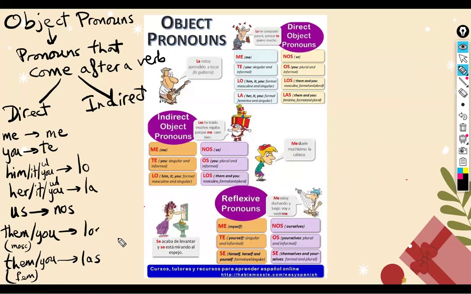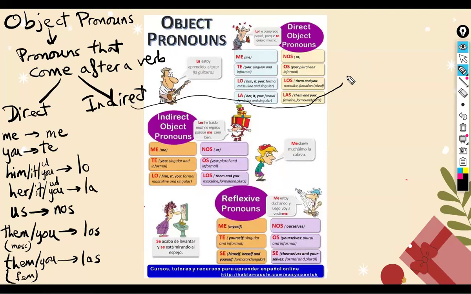I erased the S by accident, right? All right, so for indirect, we're going to draw a line. Indirect is when the pronoun answers the question to what or to whom, or for what or for whom, right? And that is explained on another slide, so I won't write that down here.